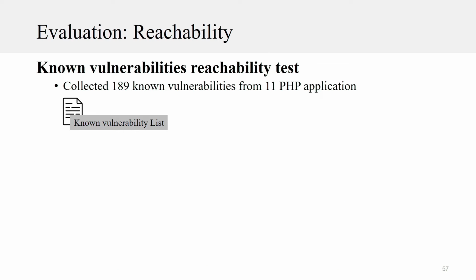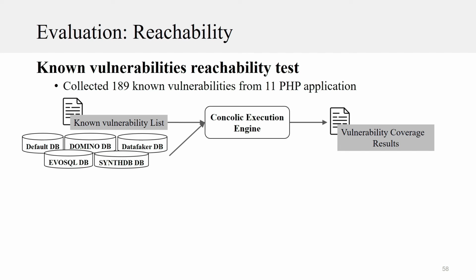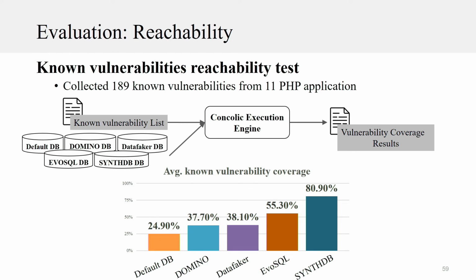High code coverage does not necessarily lead to high vulnerability coverage. So we also conduct a reachability test against known vulnerabilities. We collected and manually verified 189 known vulnerabilities from online vulnerability databases and reports, such as CVE. Together with the databases generated by different techniques, we feed them to concolic execution and check how many of the vulnerabilities will be reached. With the database generated by SynthDB, it reaches 80.9% of known vulnerabilities, whereas the existing techniques only reach 55.3% or fewer.